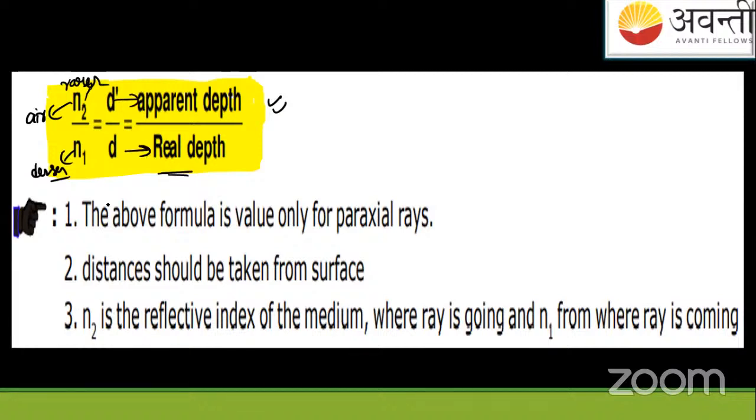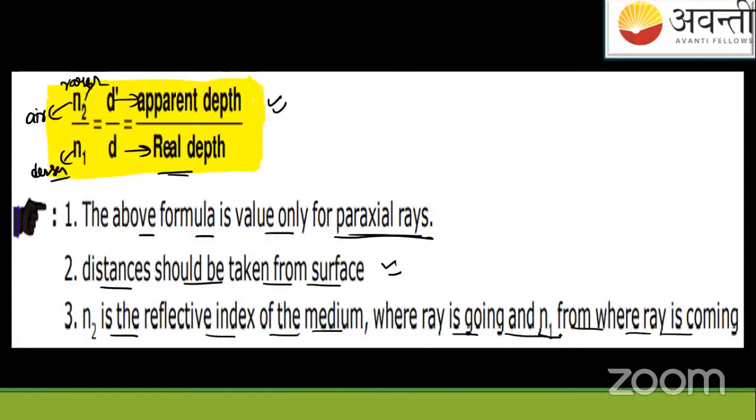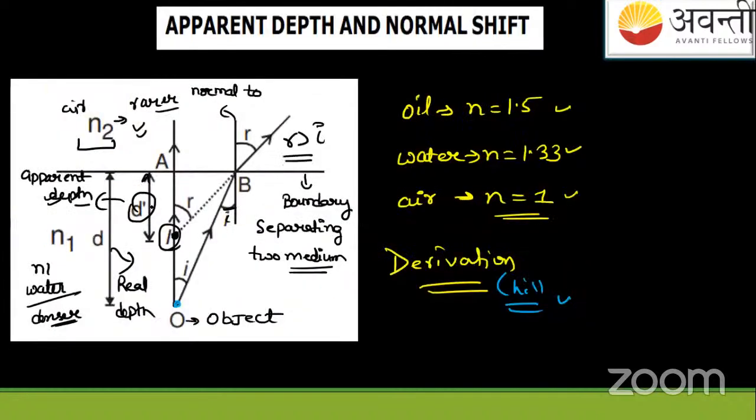Some important notes. The above formula is only valid for paraxial rays. Distances should be taken from the surface. N2 is the refractive index of the medium where the rays are going in, and N1 is of the medium from where the rays are coming. Got this, students? N2 is the refractive index of the medium where the ray is going, and N1 is from where the ray is coming. This is the object, rays coming from this.